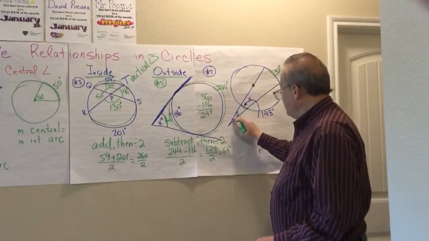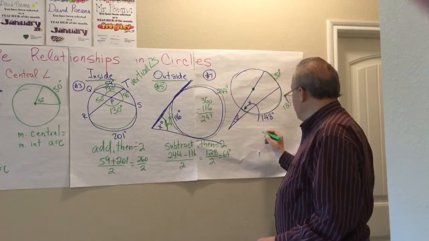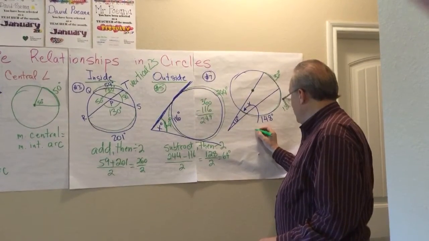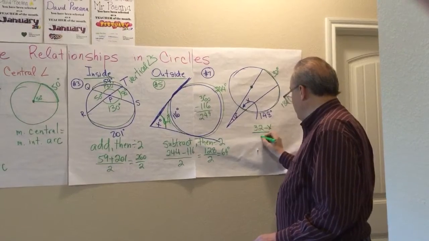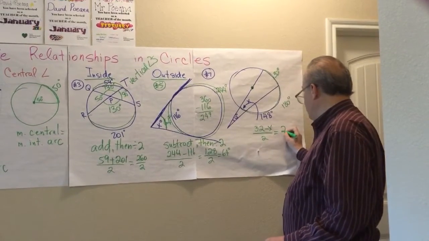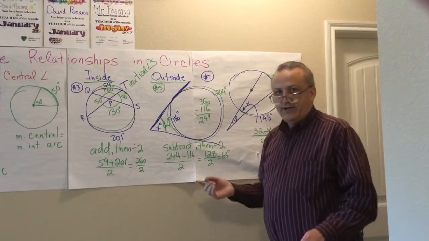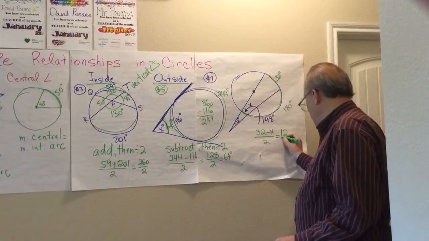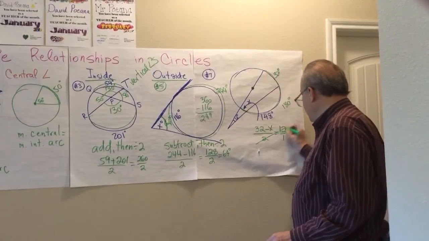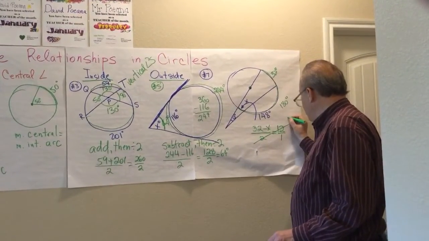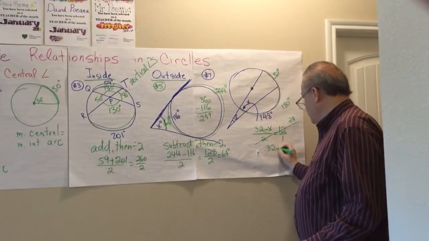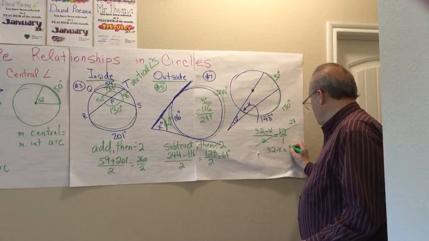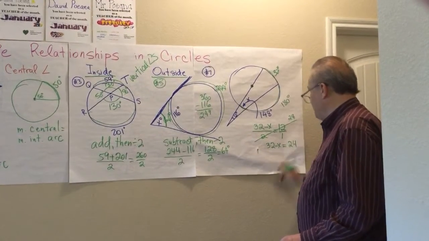Because this angle is outside, I'm going to subtract. 32 subtract x divided by 2, I get 12. What do I do in a case like this? Can I put this over 1? Can I cross multiply and get 24 here? 32 subtract x is equal to 24.